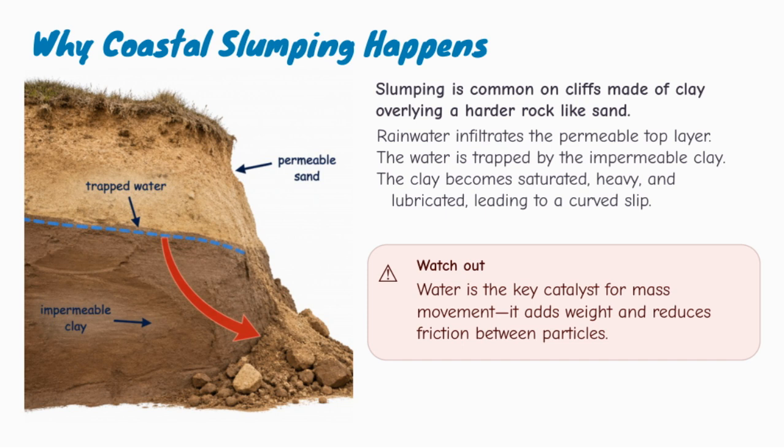The slide gives us the key point. Water is the key catalyst for mass movement. It adds weight and reduces friction. This is why heavy rainfall can make coastal cliffs much more unstable.